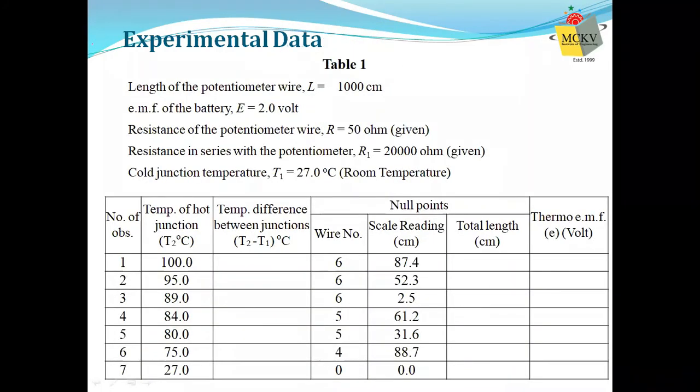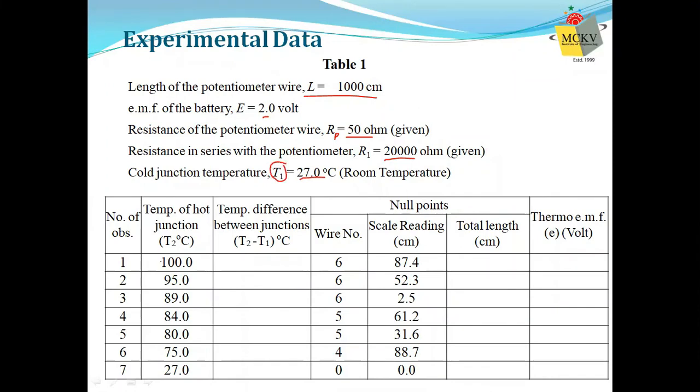So this is the kind of table that you would have. The total length of the potentiometer wire is 1000. The EMF is 2. RP is the resistance of the total potentiometer wire, that is 50 ohm. The series resistance is 20,000 ohm. T1 we have taken as 27, but whatever the room temperature or the cold junction temperature is will be supplied to you. That might be different. In this case, we saw it was around 22.4. So we know the cold junction temperature.